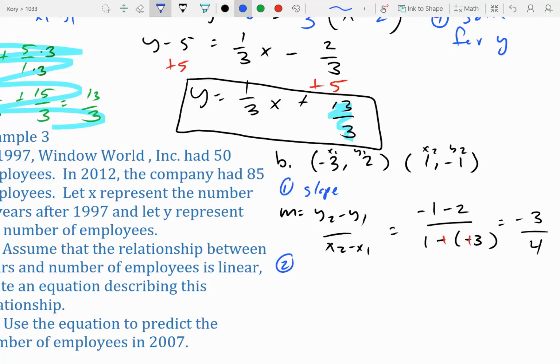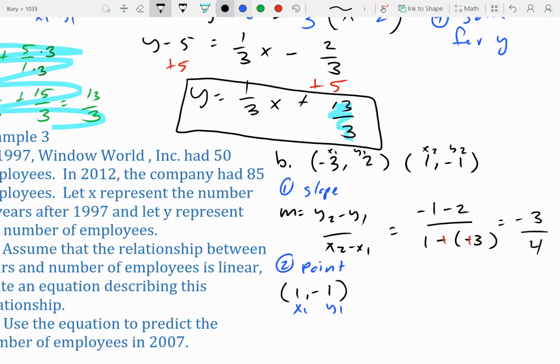Our second step is to pick a point. I'm going to pick (1, -1) because it's just smaller numbers. They both have negative numbers in it, so at this point we're just going to go smaller. So we pick the point (1, -1), and we label it x1, y1.